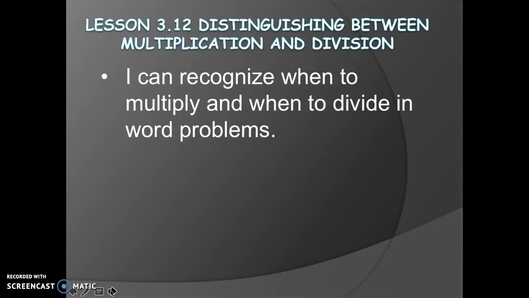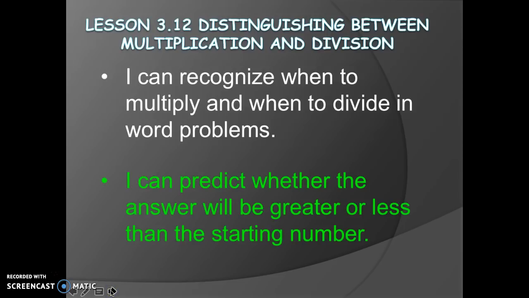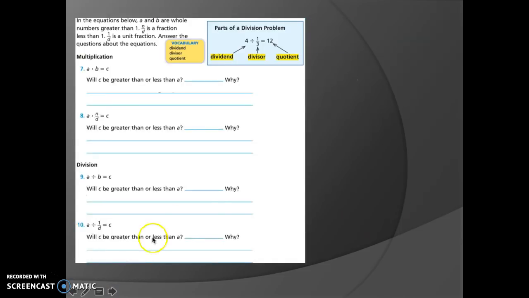And this one is pretty similar to what we did a few lessons ago with making predictions. I can predict whether the answer will be greater or less than the starting number. Start the video back up when you have those written down, please. All right, let's take a look here.